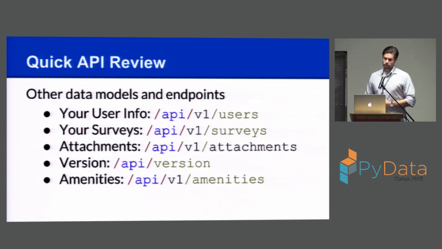There's also the attachments. That's for media and uploads. We also have the version, what current version we're serving, which is API version. And then buildings and spaces now have amenities too. Amenities would be like, this has a gym, or this has a coffee shop, or there's a swimming pool or something like that. It's just a free-form tag, and you can pull those down as well.